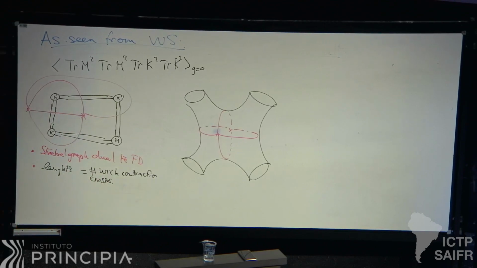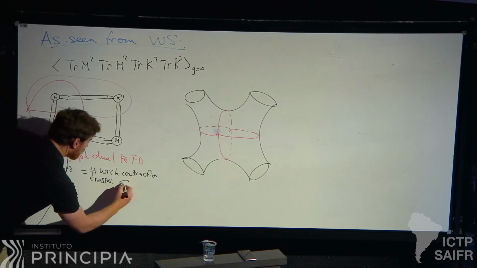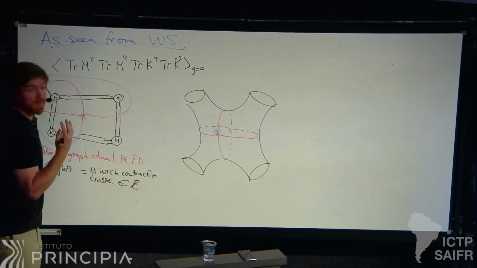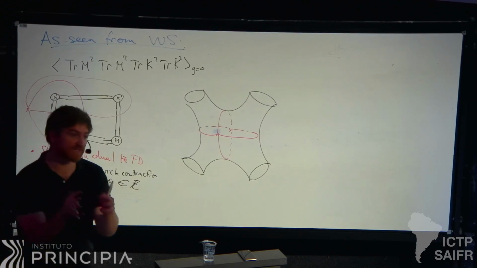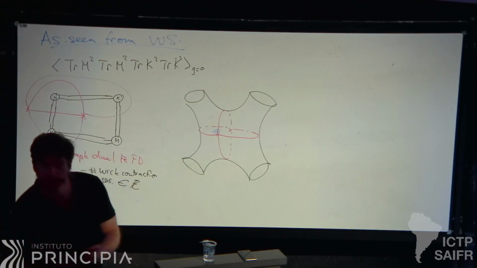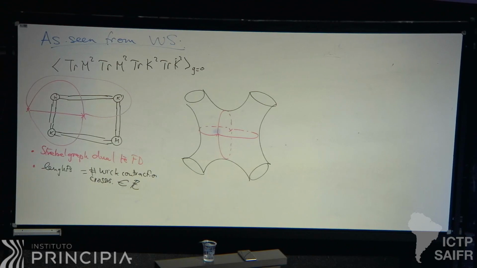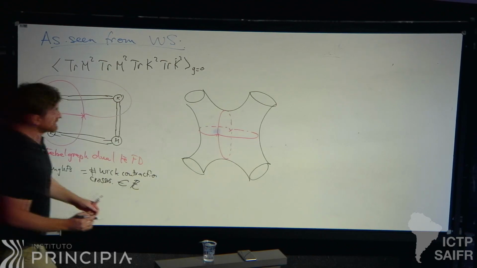Okay, so why am I making a fuss about this? The number of Wick contractions is always some integer. And remember that the coordinates on moduli space are given by these lengths. So what we're finding is that we're actually finding integer coordinates on the moduli space.